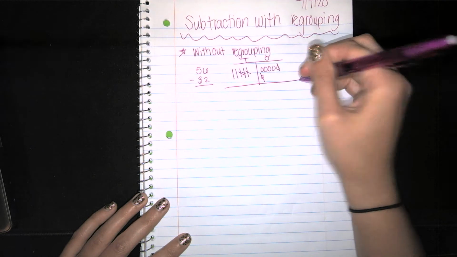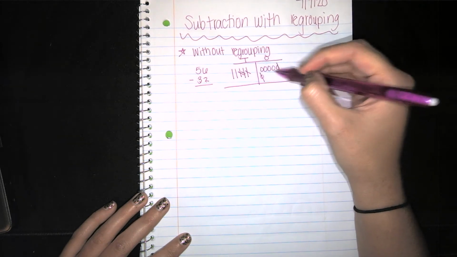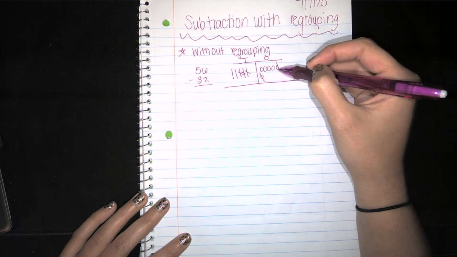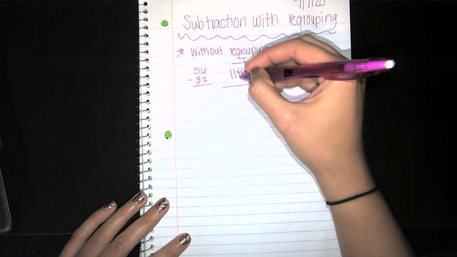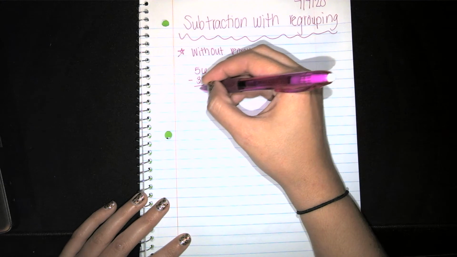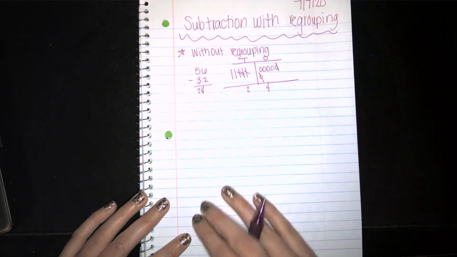So to do that, I did not have to exchange any tens for ones. I can simply just do the math and count what's left. So I have 4 ones and 2 tens. So my answer is 24.